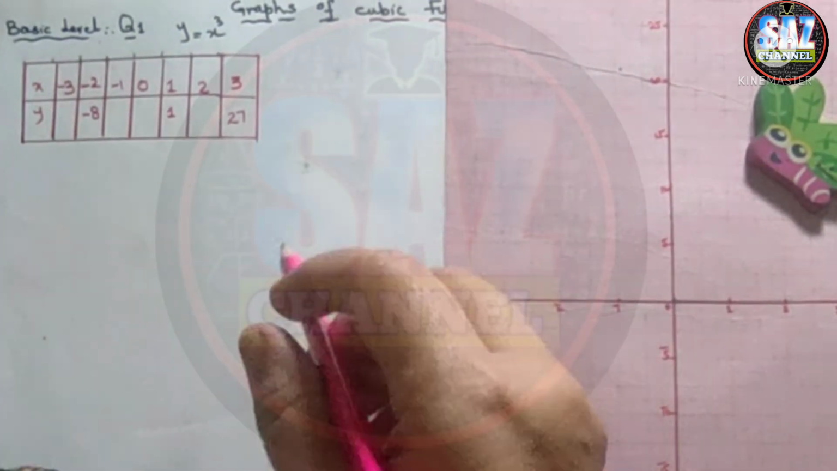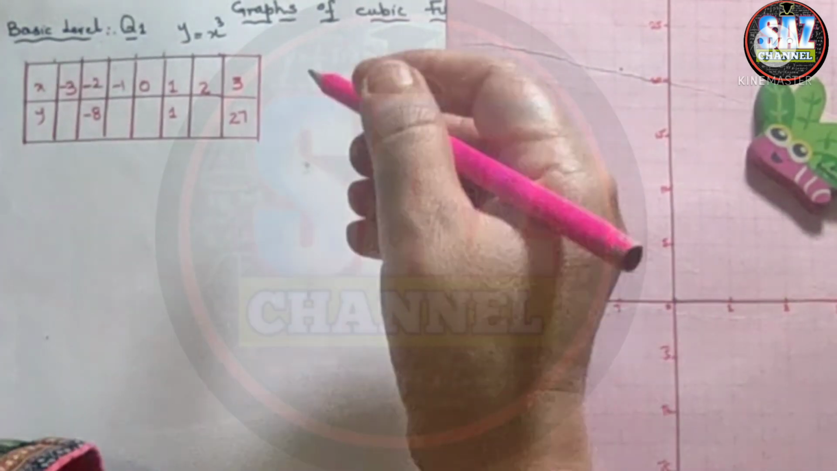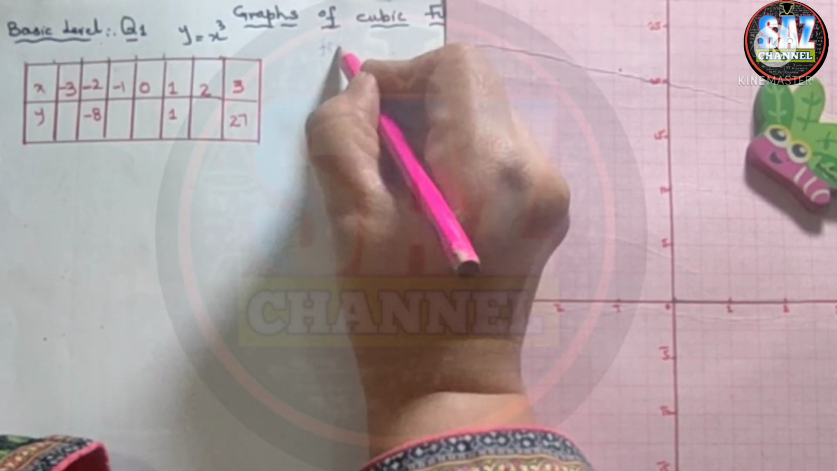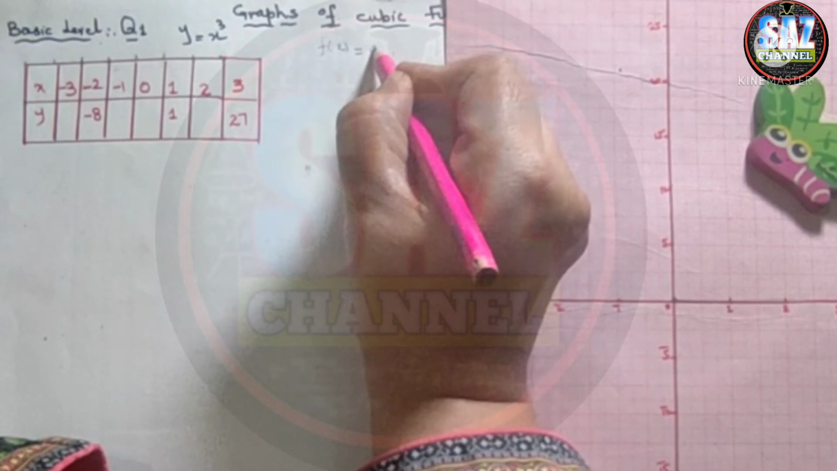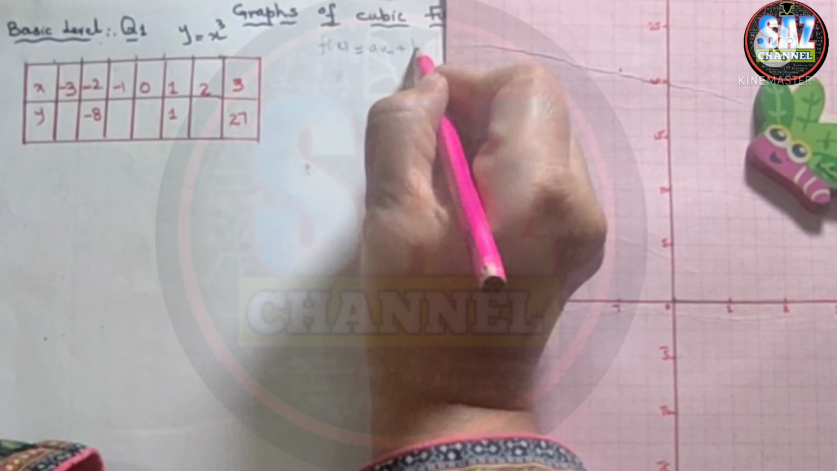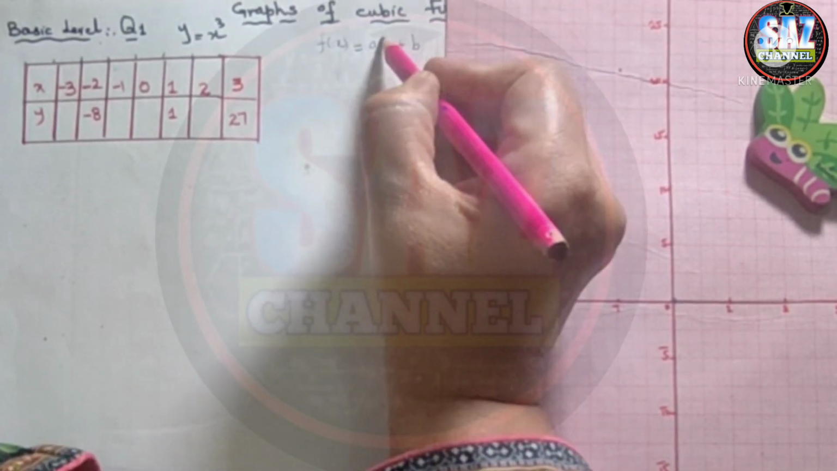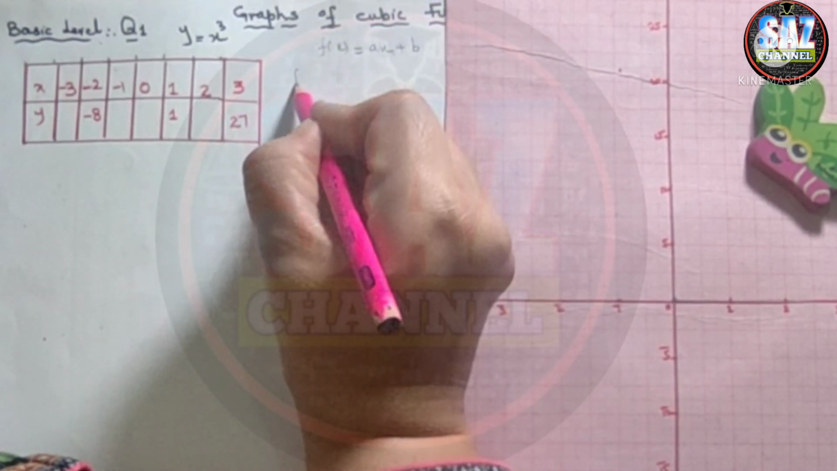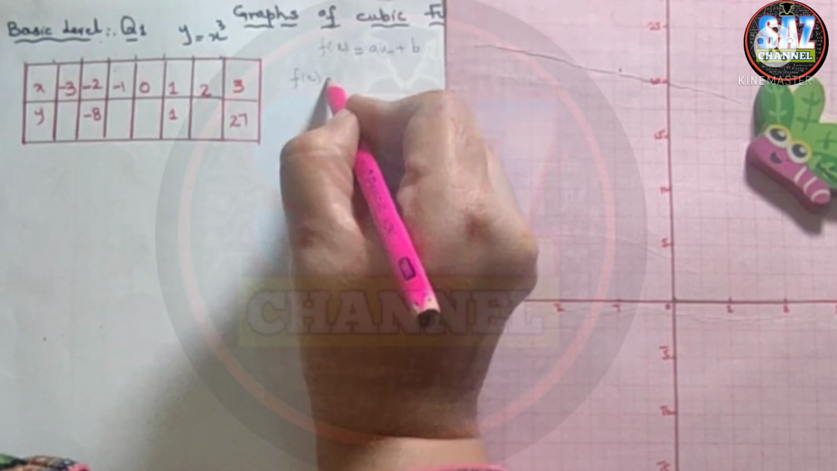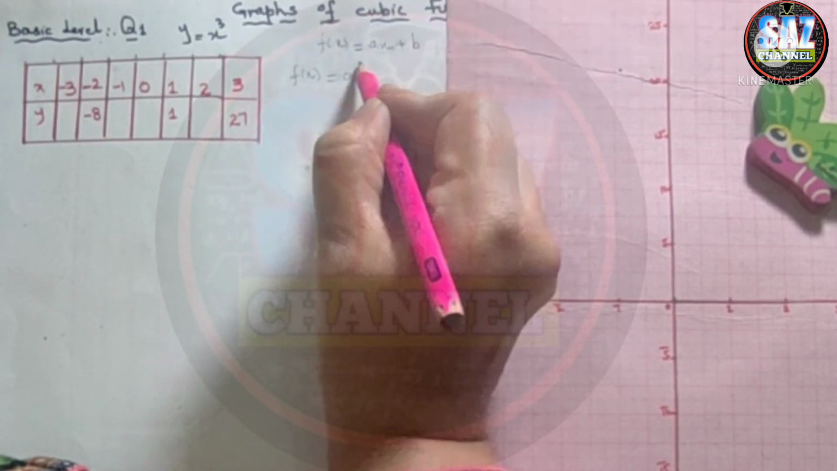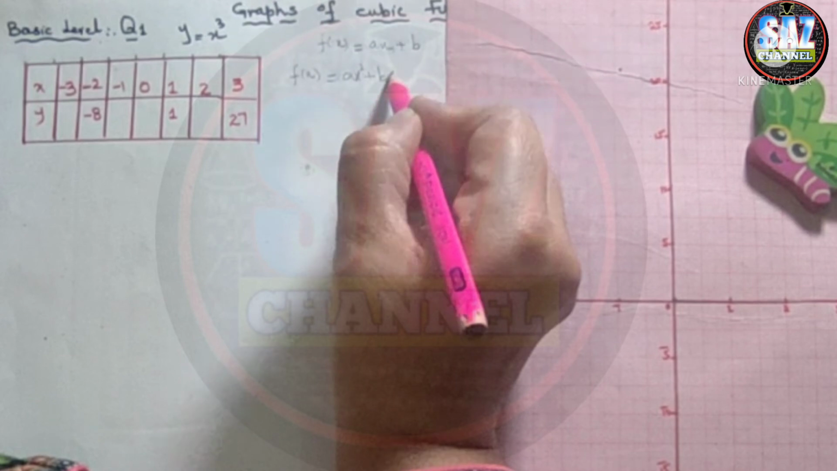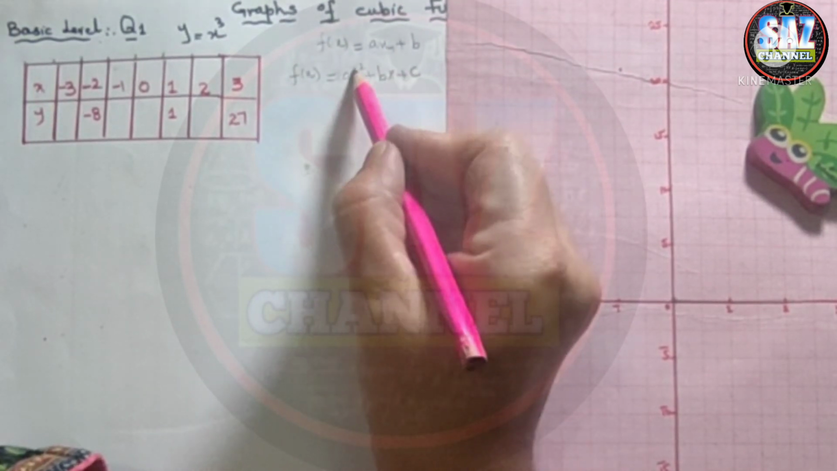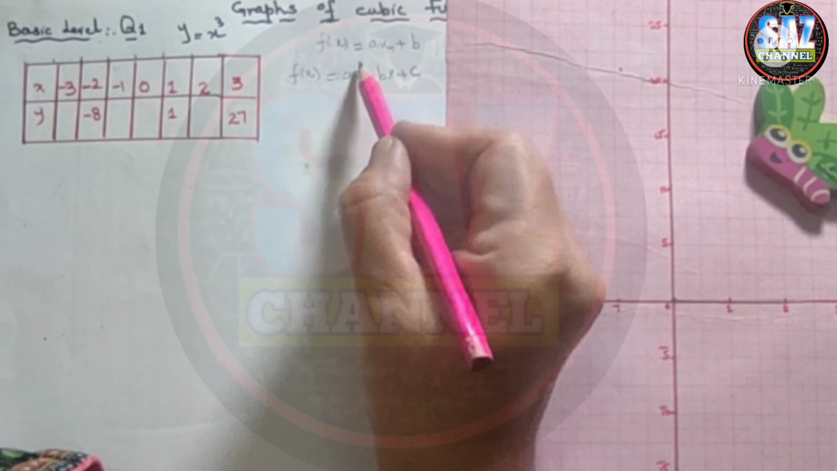We are familiar with the linear and quadratic function before this lesson. We know any function of the form f of x equals ax plus b is a linear function because here the maximum power of the variable is 1, and same f of x equals ax square plus bx plus c is called the quadratic function because here the maximum power of the variable is 2.